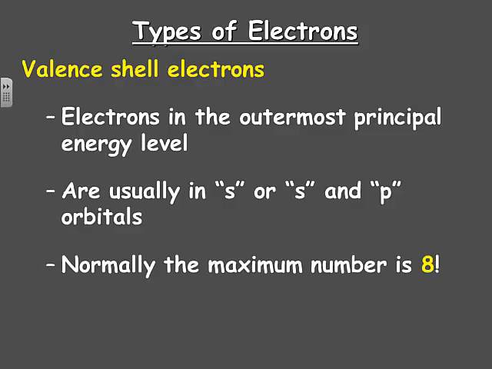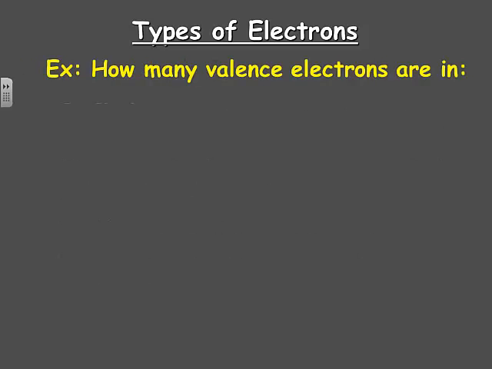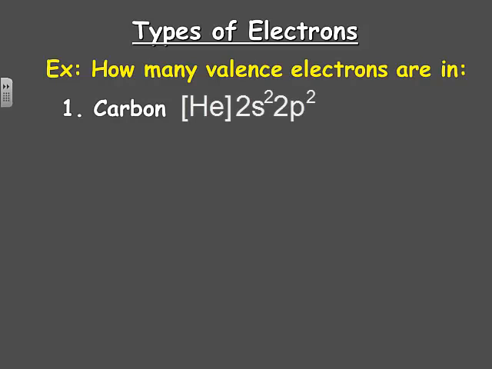Normally, the maximum number of valence electrons would be 8. So if I were to ask you how many valence electrons are in carbon, you would have to look at the fact that its highest energy level is the second energy level, and it is 2s2, 2p2. So that means 2 electrons in the s sublevel and 2 in the p sublevel for a total of 4 valence electrons for carbon.